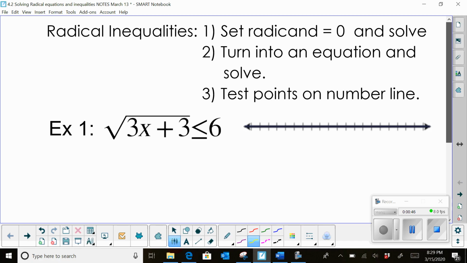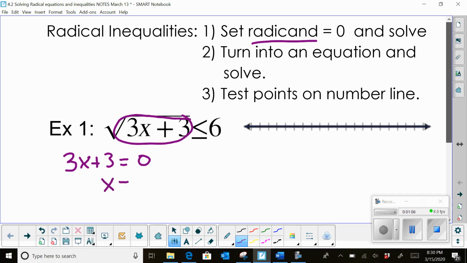We're going to solve the first example. The square root of 3x plus 3 is less than or equal to 6. So the first thing you want to do is take your radicand, set it equal to 0. So we're going to do 3x plus 3 is equal to 0 and solve. And so we'll subtract 3 and divide by 3, so you get x equals -1.